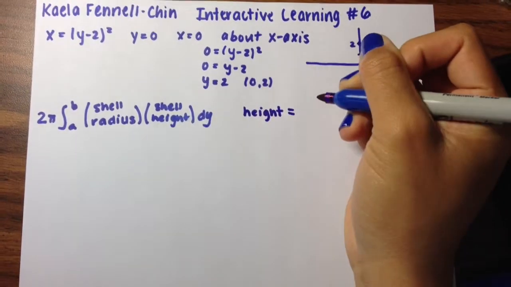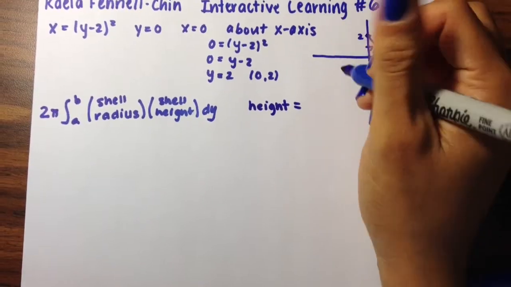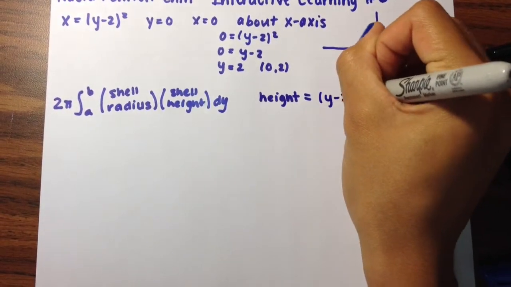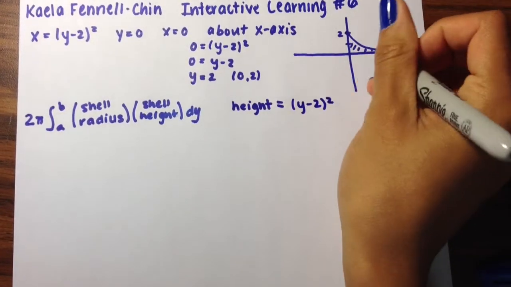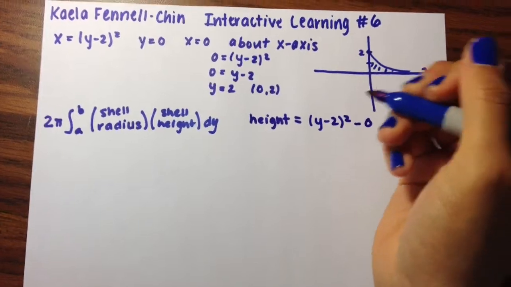is going to be top minus bottom. So top is going to be our function that we have right now, so it's going to be y minus 2 squared. And the bottom is just the 0, so we can put minus 0. It doesn't really affect our function right now.